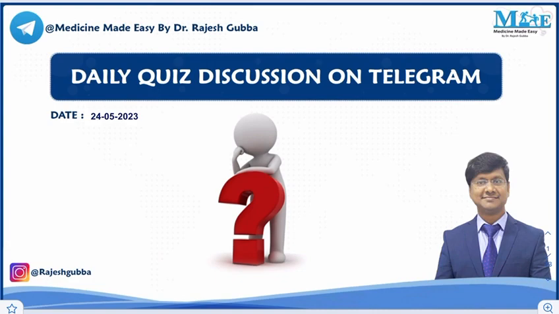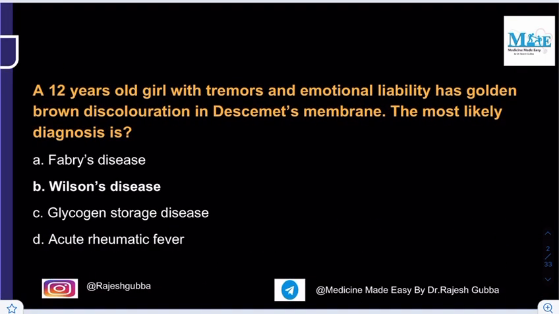So as a part of it, the first question is: a 12-year-old girl with tremors and emotional lability has golden brown discoloration in the Descemet's membrane. The most likely diagnosis is, the options are Fabry's disease, Wilson's disease, glycogen storage disease, acute rheumatic fever.